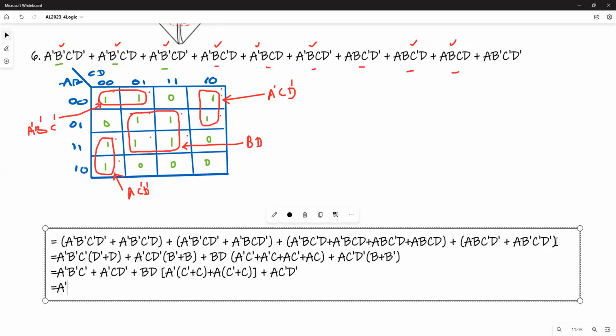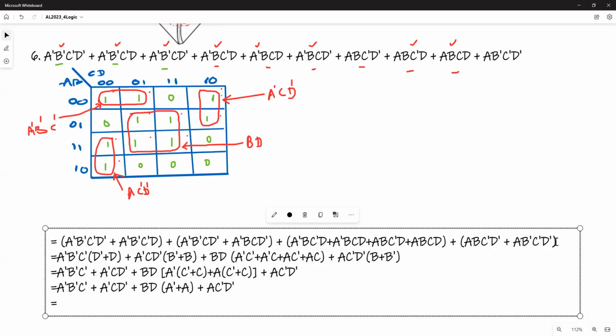Okay, now we can write B dash C dash plus A dash C D dash plus BD, and now we have A dash plus A plus A C dash D dash, and finally we'll get A dash B dash C dash, right, plus A dash C D dash plus BD plus A C dash D dash. And that is the answer.